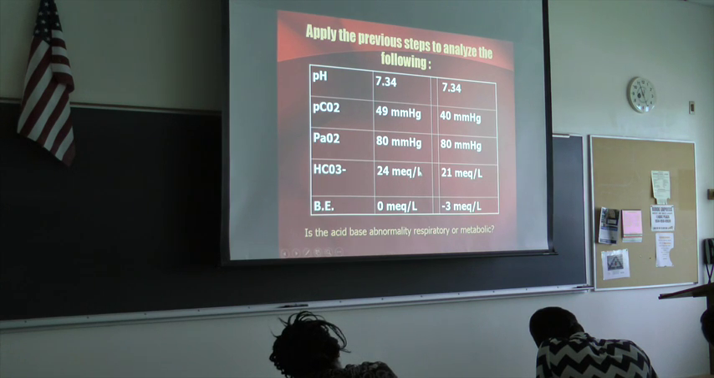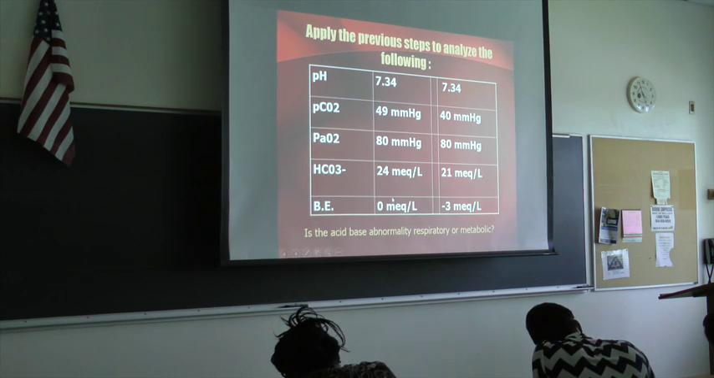All right, so what is the cause for the pH to be acidotic? Is it the high CO2 or is it the bicarbonate causing the acidosis? Yeah, it's the high CO2. So we would say this is a respiratory acidosis. So somewhere you have to draw a line on your paper and write respiratory acidosis.